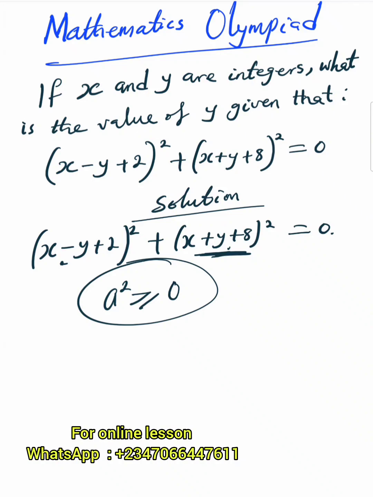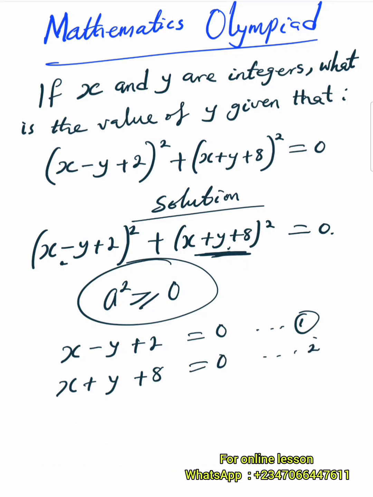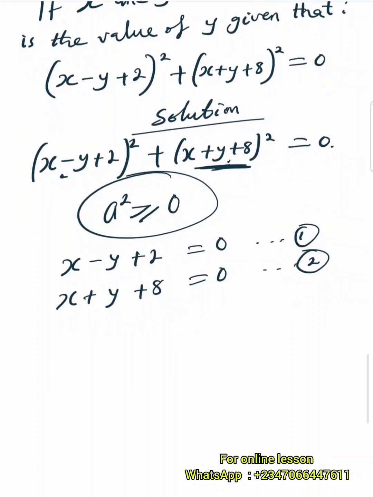So therefore, we are going to equate the first term to 0: x - y + 2 = 0. We can call this equation 1. Then x + y + 8 = 0. You can call this equation 2. Here we can solve this system of equations simultaneously. Let us use the elimination method.